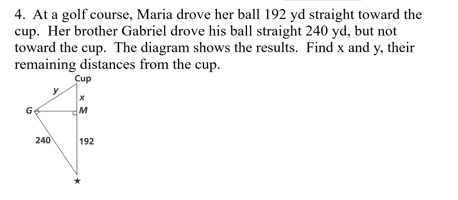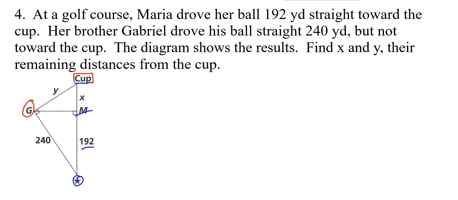Okay. Last example here. Looking at a golf course, Maria drove her ball 192 yards straight towards the cup. So we see that they both drove from the star. Maria went straight towards the cup, 192 yards. Gabriel drove his ball straight 240 yards, but not towards the cup. So Gabriel ended up here. We want to find x and y, which is the remaining distance to the cup for both golfers.